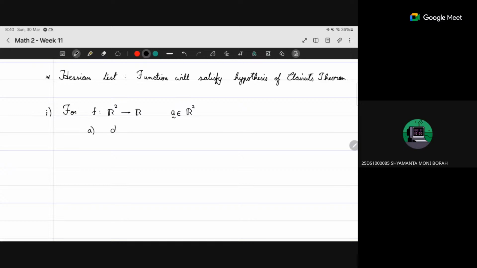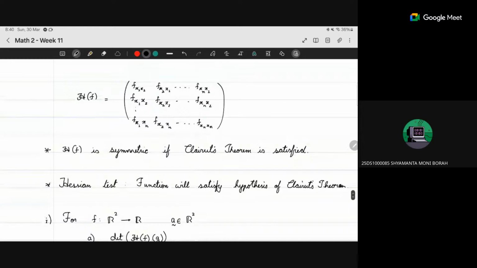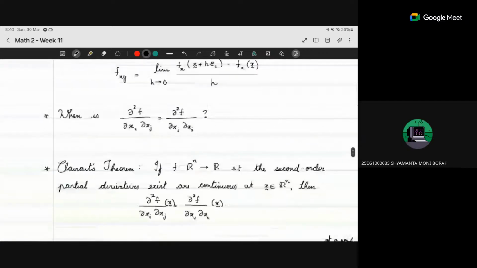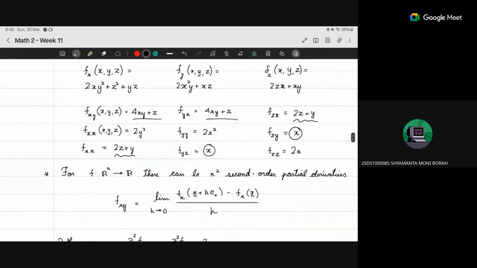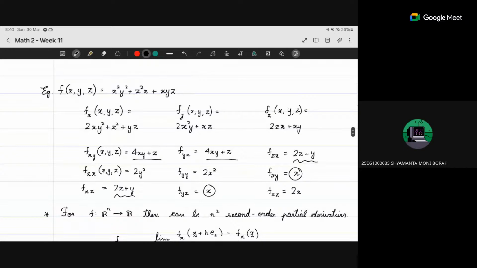So if the determinant of the Hessian of F at the point A, so Hessian of F, the entries are strictly speaking functions, so you evaluate them at a point. So, okay, let me just write the Hessian for this. What is the Hessian for this? This is a 3 cross 3 matrix, which is a Hessian.